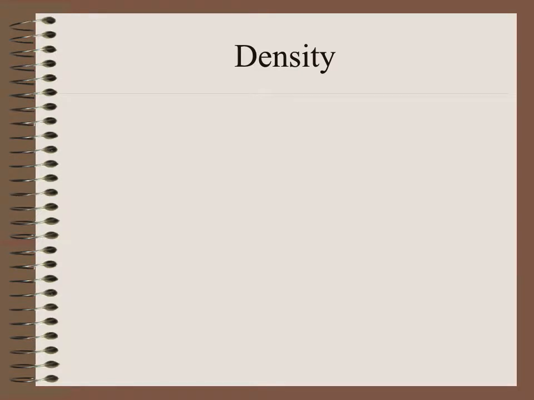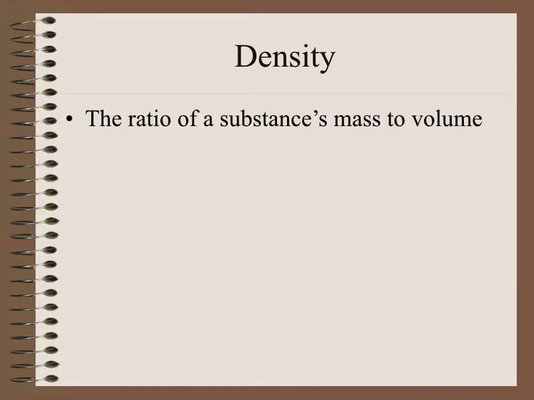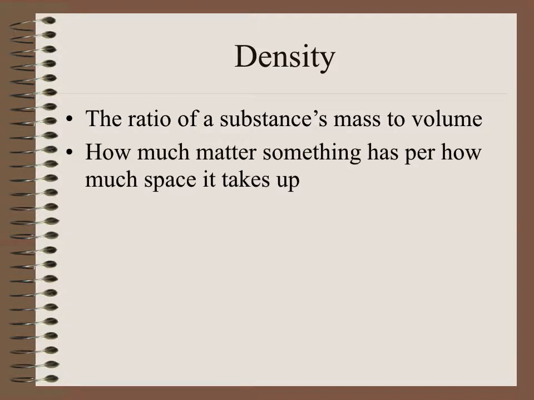So let's take a look at our definition. Density is the ratio of a substance's mass to volume. As a ratio, you know that ratios are a fraction, something like 1 to 2 or 5 to 6. As a ratio, it's, remember, a fraction, which is division. So another way to look at it is how much matter something has, its mass. Remember, per means to divide, which is what we do with a fraction. How much space it takes up, which is volume.